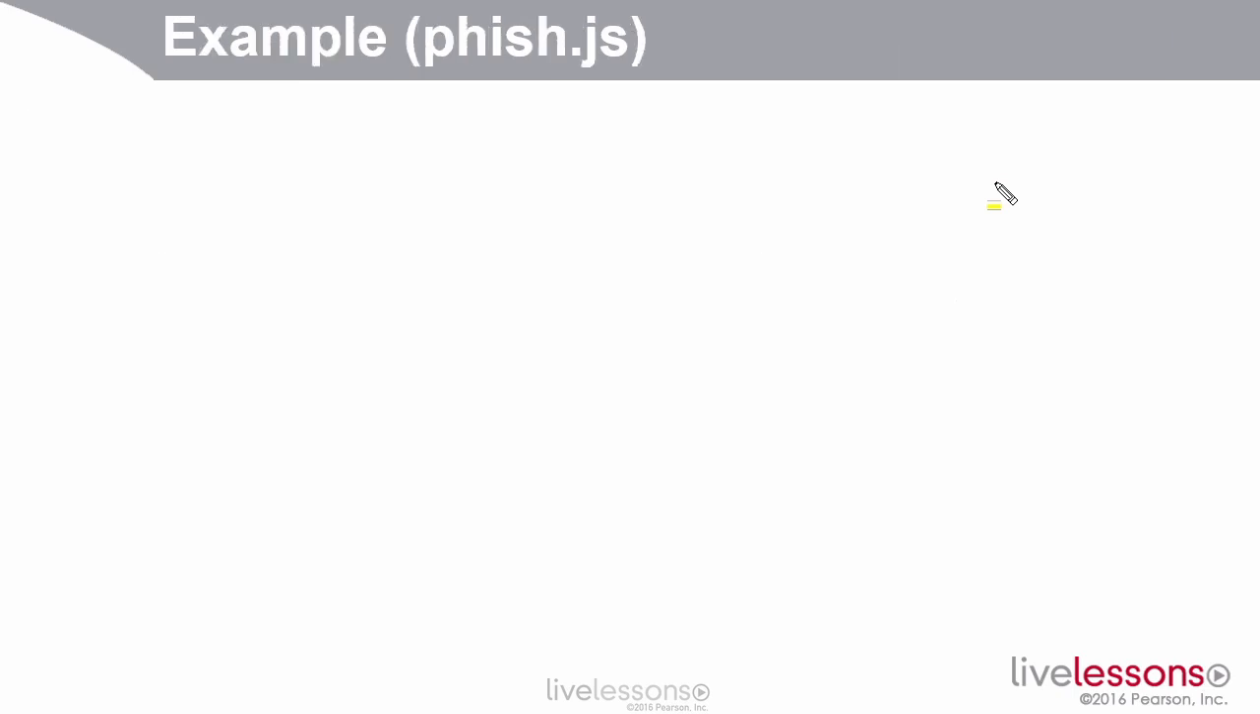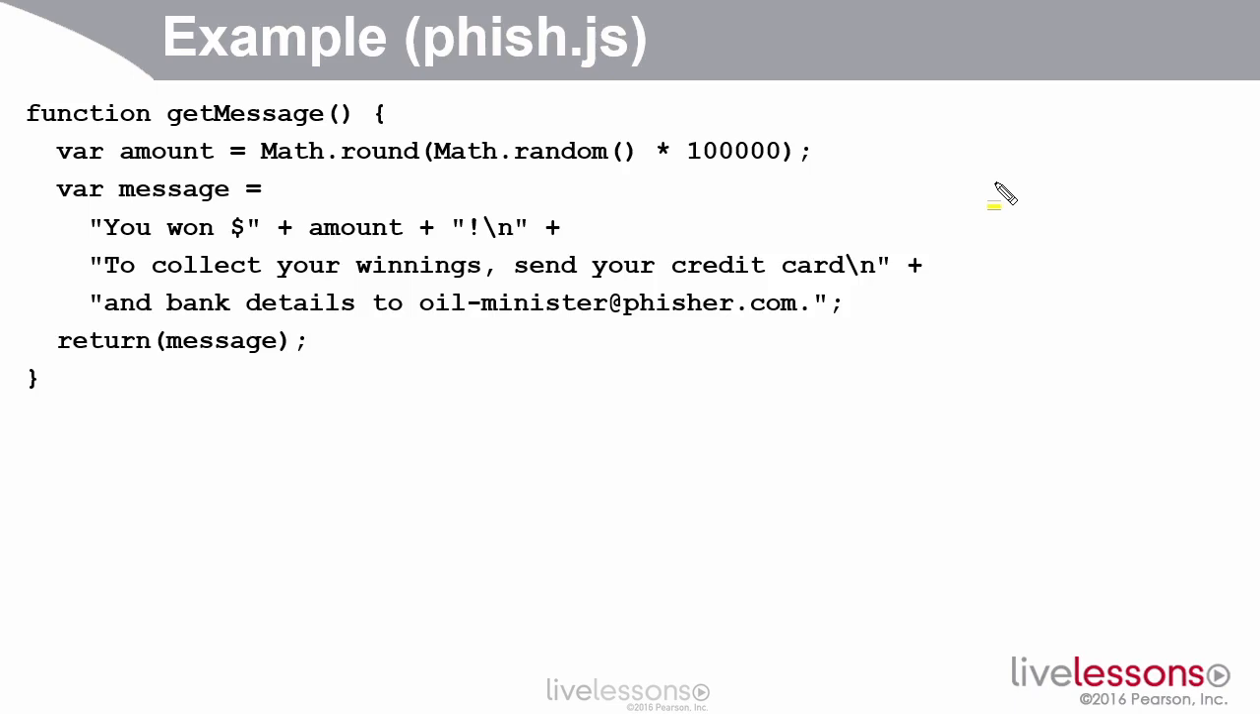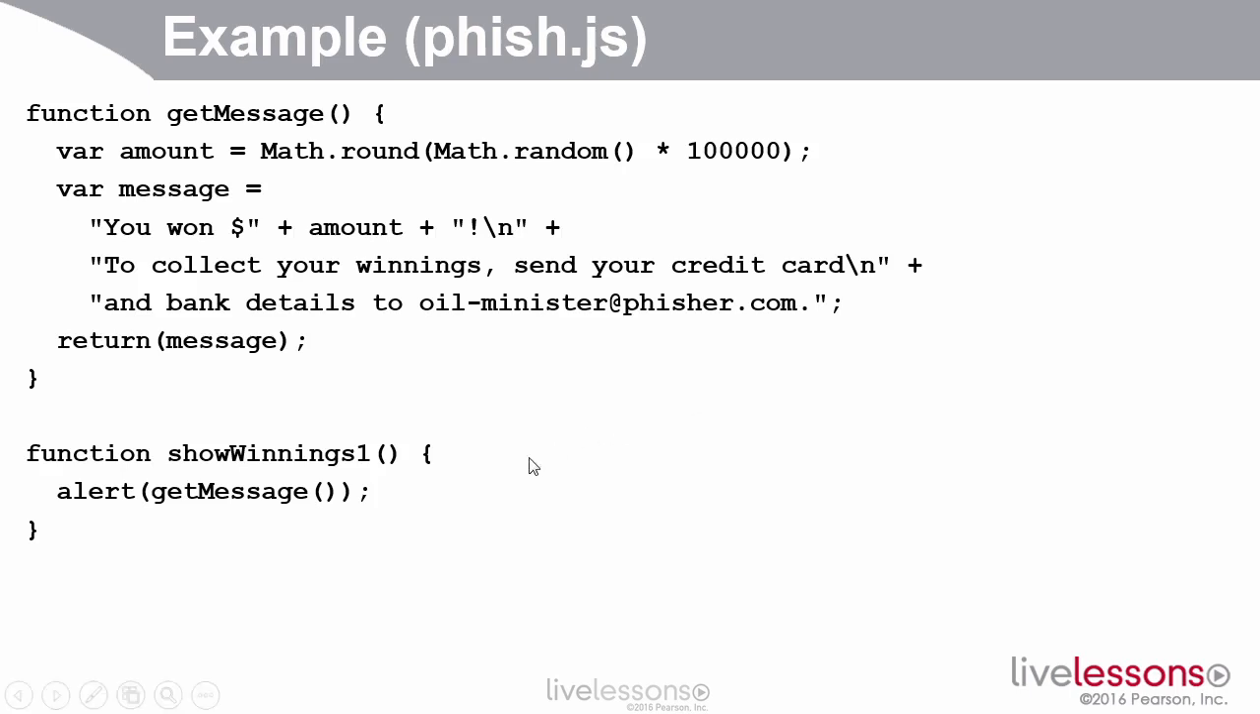Okay, so here's a quick example of both approaches. So I have a function called getMessage, and the output of getMessage is just a string. You won $1 bazillion. To collect your winnings, send your credit card and bank information to such and such an address. The most common approach is you have a function that does something, but that function won't be executed until the user takes action. So I have a method called showWinnings1 that calls the alert method. The alert method pops up a very simple dialog box with a string. Well, this function won't be called as the page is loaded. This function will be called only later when the user does something like press a push button.